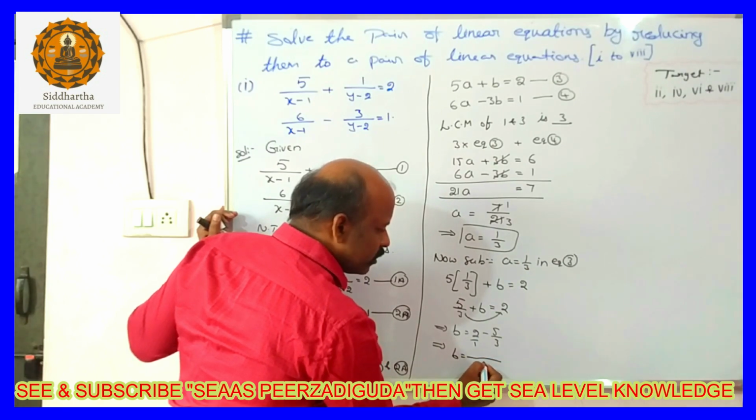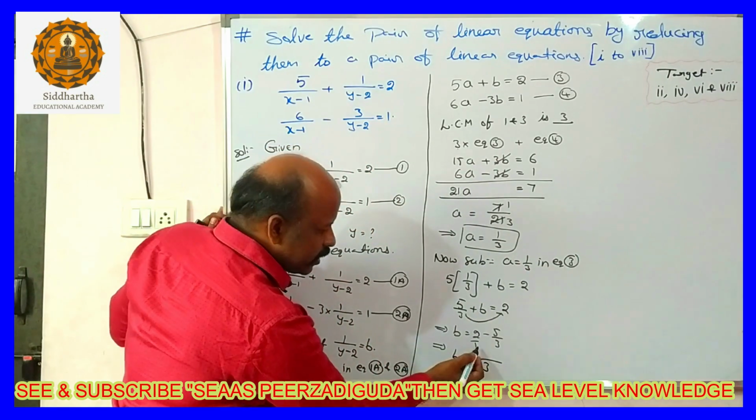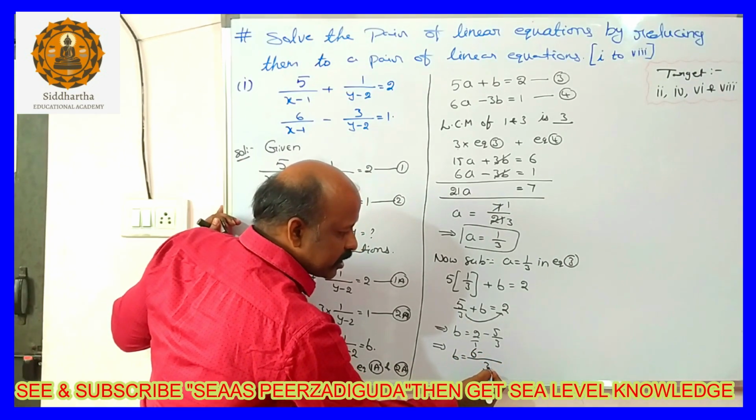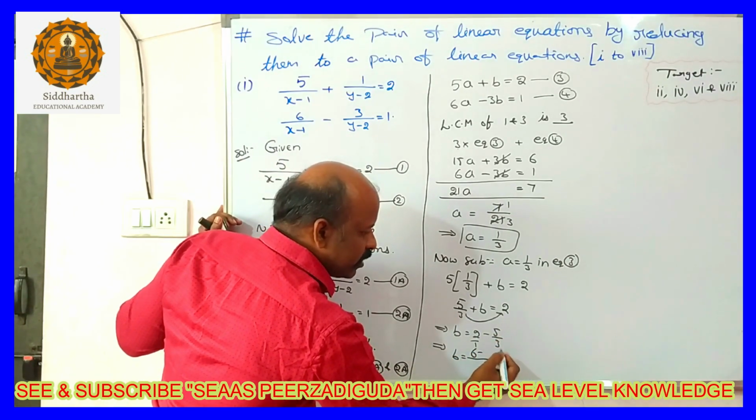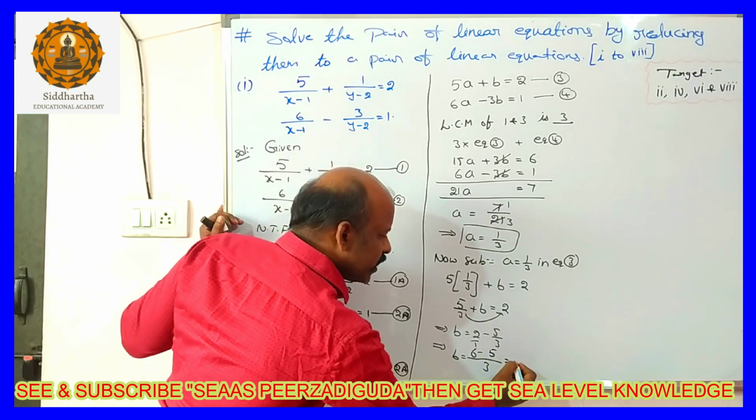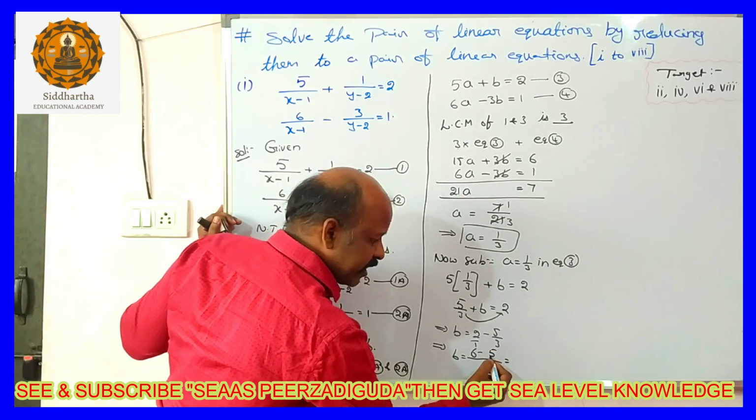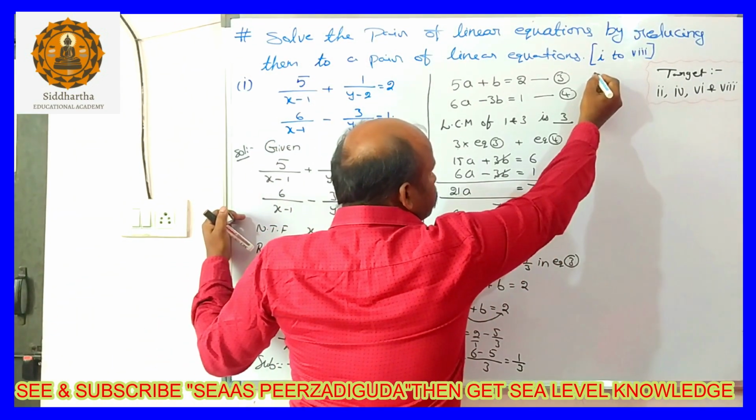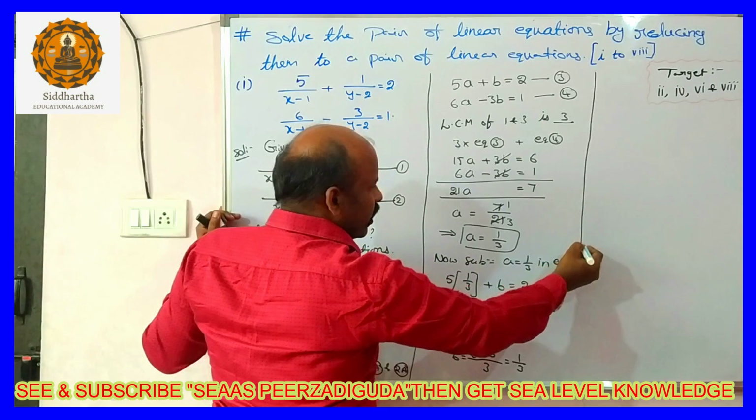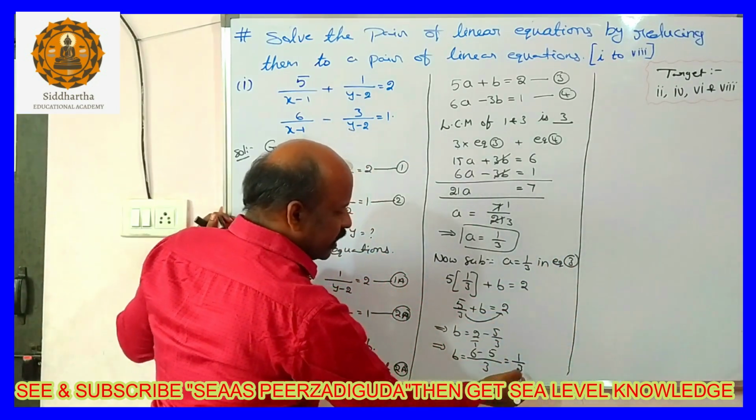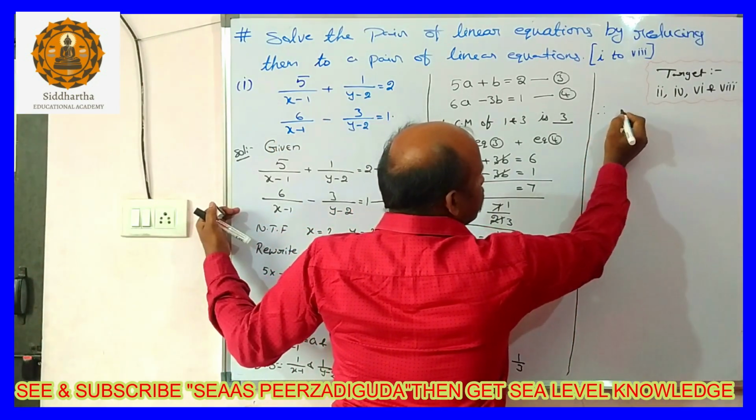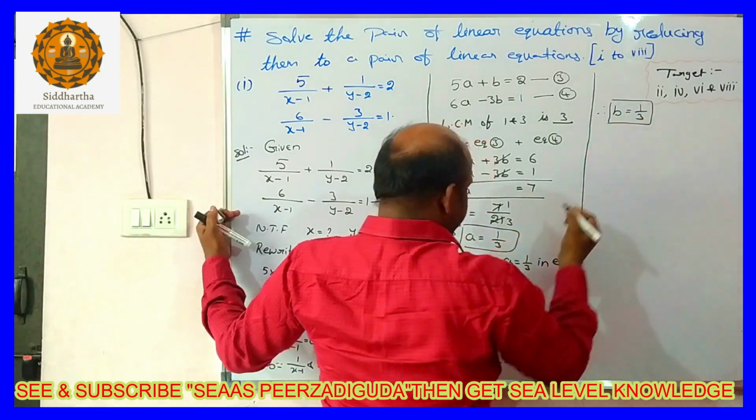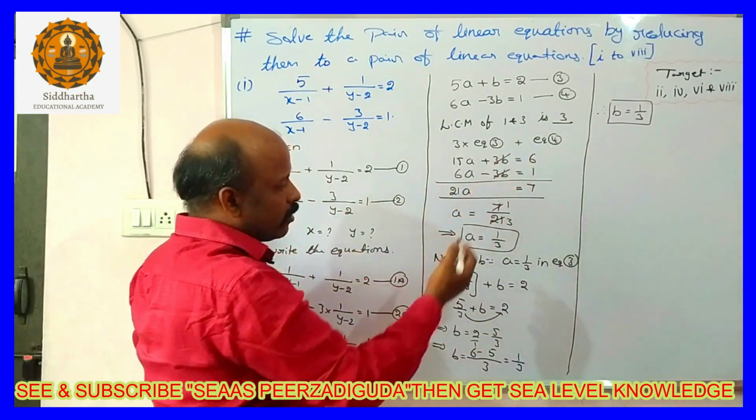What is the LCM here? 1 and 3, LCM is 3. 1 into how much? 3, 3. 3 into 2, 6. 6 minus 3, 3. Both the denominators are the same. 1 into 5, 5. So what are we getting over here? 6 minus 5, 1. So 1 by 3. What is the value of b here now? The value of b is 1 by 3. So therefore, b is equal to 1 by 3. We got the values of a and b also.